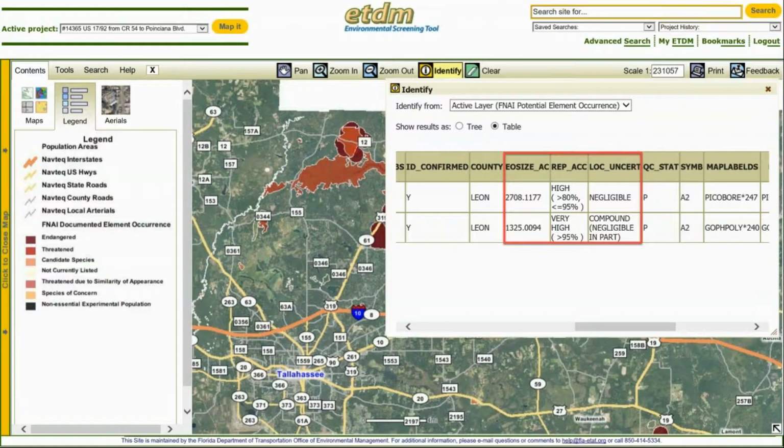For locational uncertainty, negligible indicates that the accuracy is within 4.5 meters, so this is considered GPS quality data. Ultimately, this information shows that these specific polygons have high accuracy and likelihood, which we somewhat already understood by using the documented element occurrence layer. Alternatively, if the representational accuracy was low, then there would be a small proportion of the polygon where the occupation may occur.